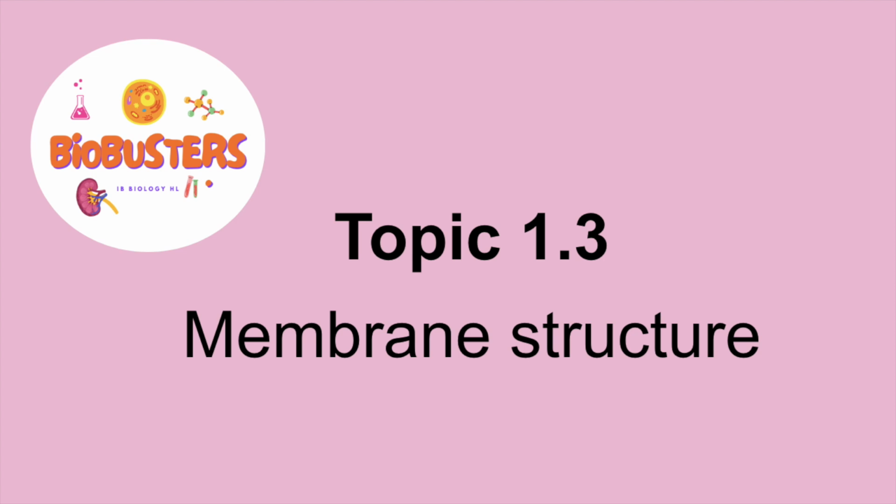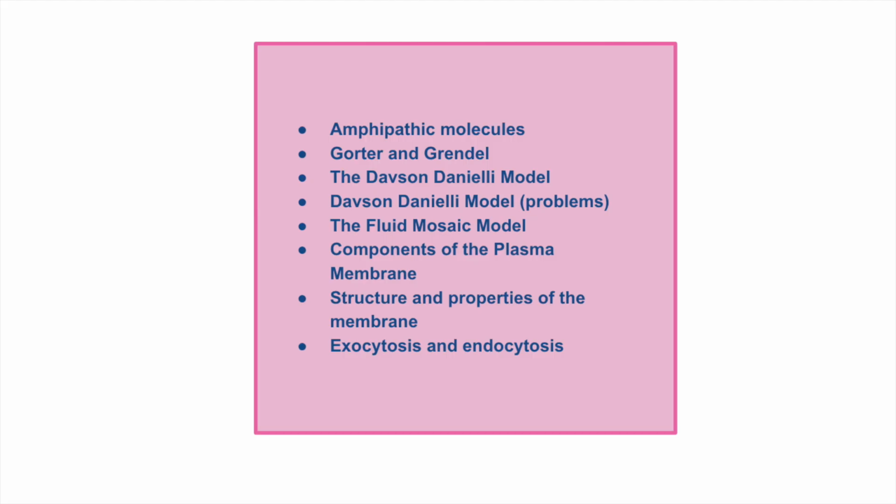In this video, we'll cover everything you need to know for Subtopic 1.3 membrane structure of Topic 1, which is cell biology of the IB Biology HL curriculum. I'll begin by introducing the concept of amphipathic molecules. We'll also talk about Gorter and Grendel, the Davson and Danielli model, as well as its problems, the evidence that led to the fluid mosaic model, components of the plasma membrane and its structure and properties, and finally, what are exocytosis and endocytosis. Let's get started.